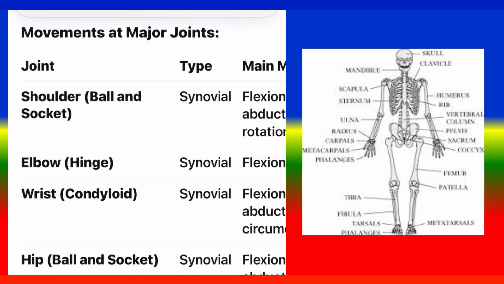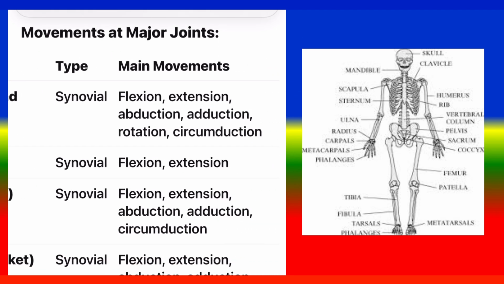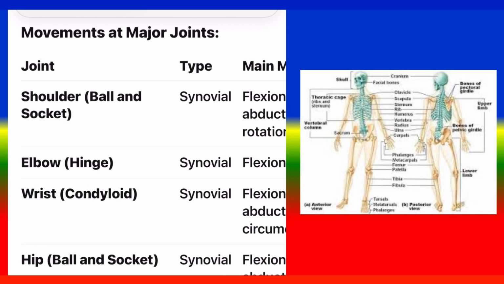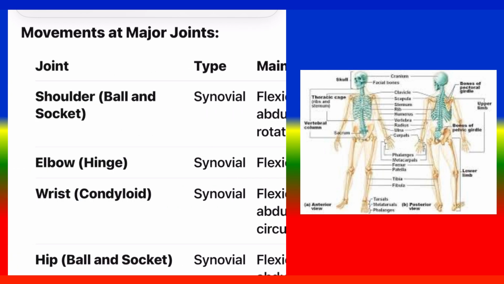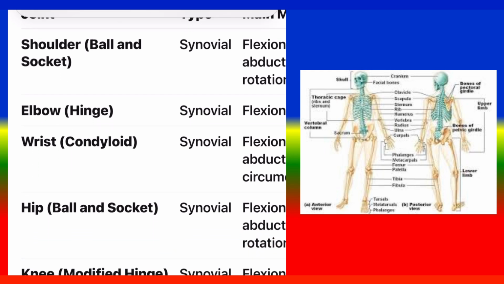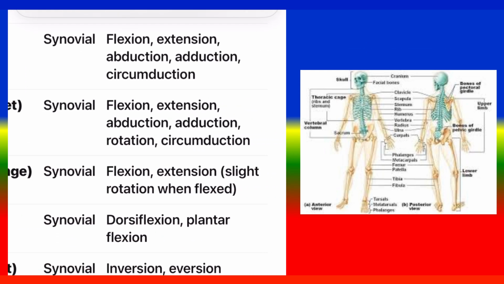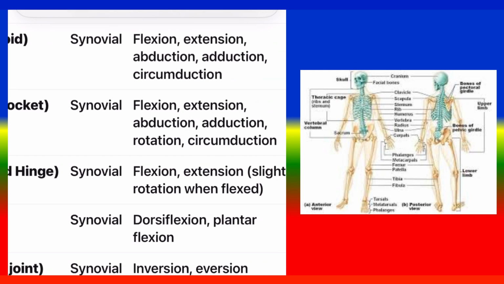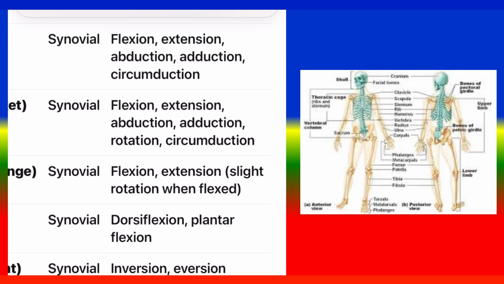Movements at major joints, joint type, main movements. Shoulder, ball and socket, synovial: flexion, extension, abduction, adduction, rotation, circumduction. Elbow, hinge, synovial: flexion, extension. Wrist, condyloid, synovial: flexion, extension, abduction, adduction, circumduction. Hip, ball and socket, synovial: flexion, extension, abduction, adduction, rotation, circumduction.